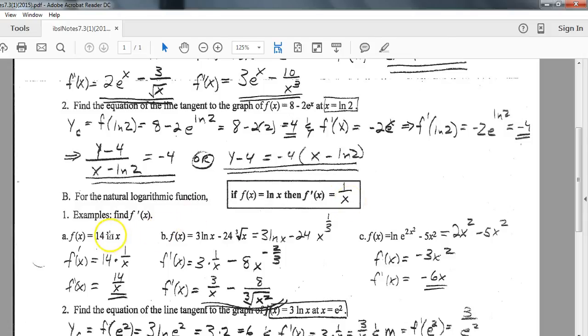So as we look at something like this, ignore the 14 for just a minute. If we said, what's the derivative of the natural log of x? That is 1 over x. So now if I did that times 14, I get this as my derivative.